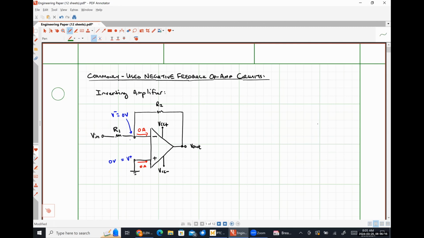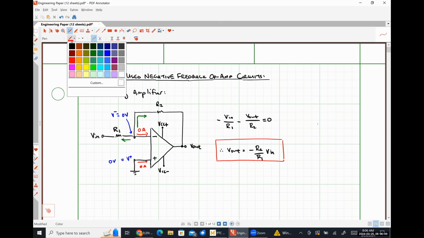Writing a Kirchhoff's current law equation at our inverting input node means that we're just going to add these two currents that I have denoted in green. And so that's going to look like (0 minus Vin) divided by R1, or negative Vin over R1, plus (0 minus Vout) divided by R2, or negative Vout over R2, is equal to 0. And this can be easily rearranged to find that our output voltage Vout is simply negative R2 divided by R1 times Vin. So that's our relationship, output voltage as a function of input voltage.